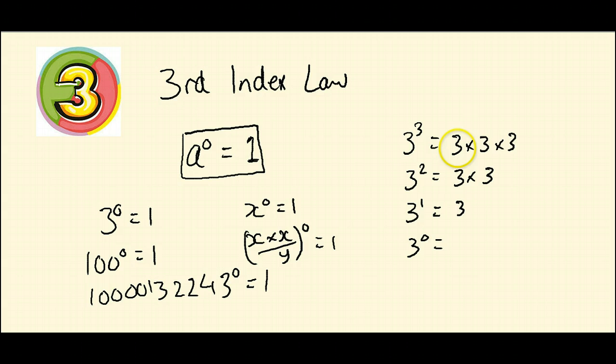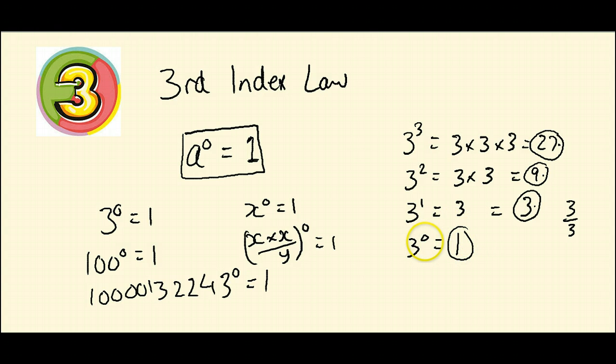Now, the pattern so far, and let's say this was 27, this was 9, and this is 3, the pattern each time is that the answer from the previous number is being divided by 3. So 27 divided by 3 gives 9. 9 divided by 3 gives 3. So if we're going to follow that pattern, then 3 divided by 3 will give us 1. So one way to think about why something to the power of 0 is 1 is that it's following this kind of pattern.